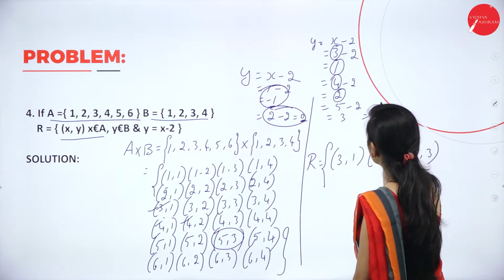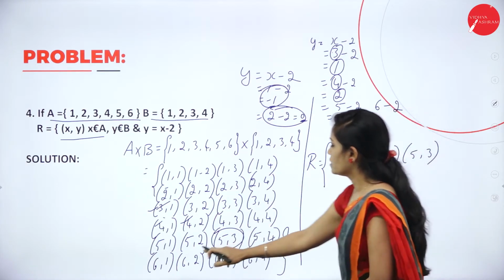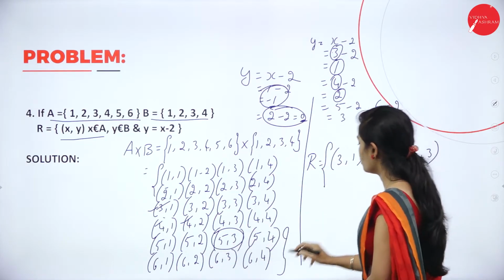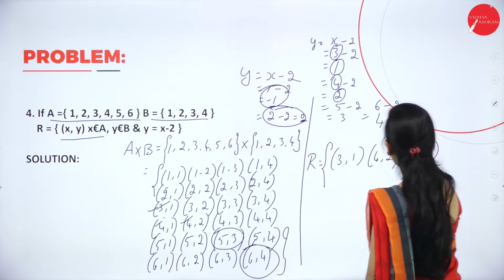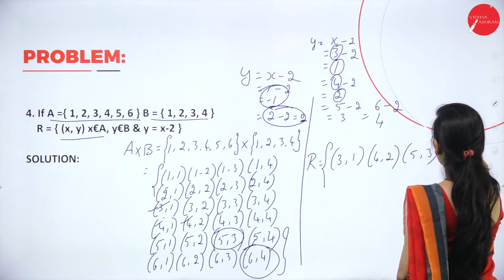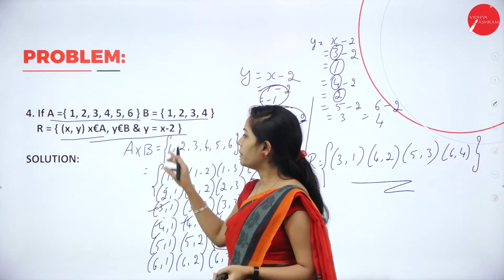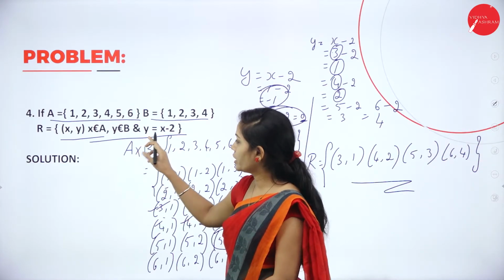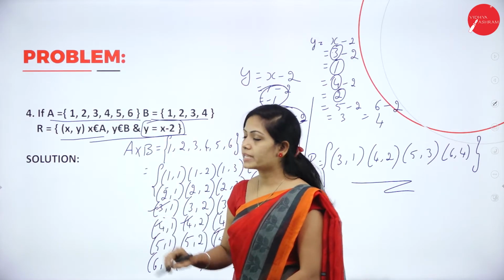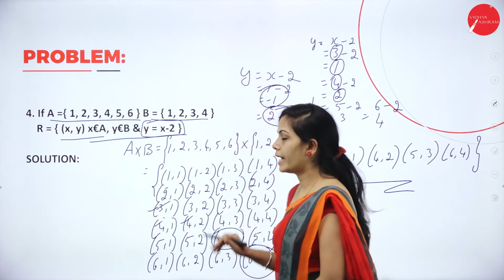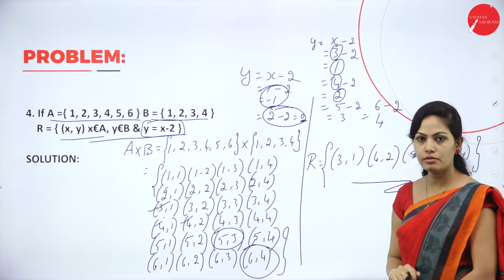And I am using 6 minus 2. 6 minus 2 is equal to 4. So I am using this 6 comma 4 as my relation. So this is your relation. Please observe this properly. So here you have y is equal to x minus 2. You need to prove this and you have to find the relational value.